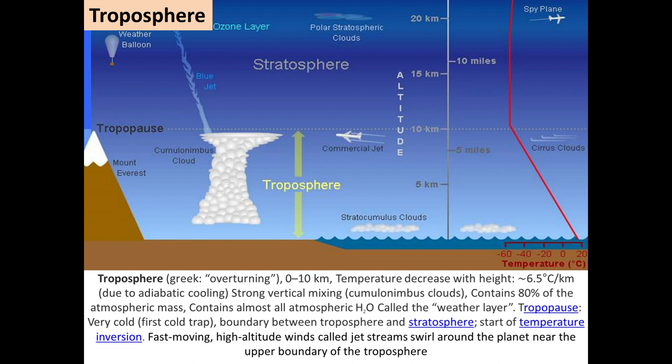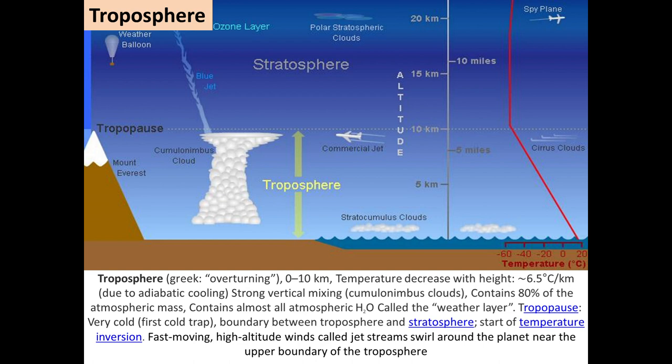Strong vertical mixing and different activities are going on in this troposphere. Strong vertical mixing is happening in this layer. It contains more than 90%, or 80 to 90%, of the total mass of the atmosphere. It contains almost all atmospheric water vapour, so it is called the weather layer.